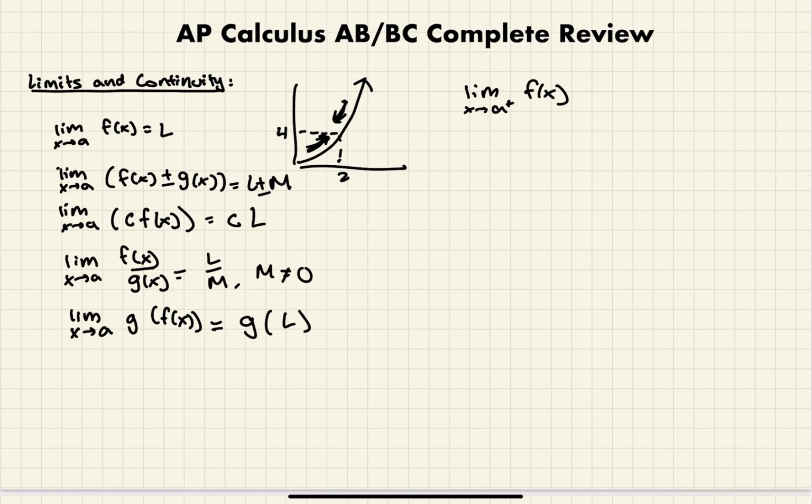And we say that the limit itself exists if and only if both one-sided limits exist and are equal to each other. If limit as x approaches a minus of f of x is equal to limit as x approaches a plus of f of x. So both of these have to exist on their own, and they both have to be equal to each other. Only then does this limit exist.